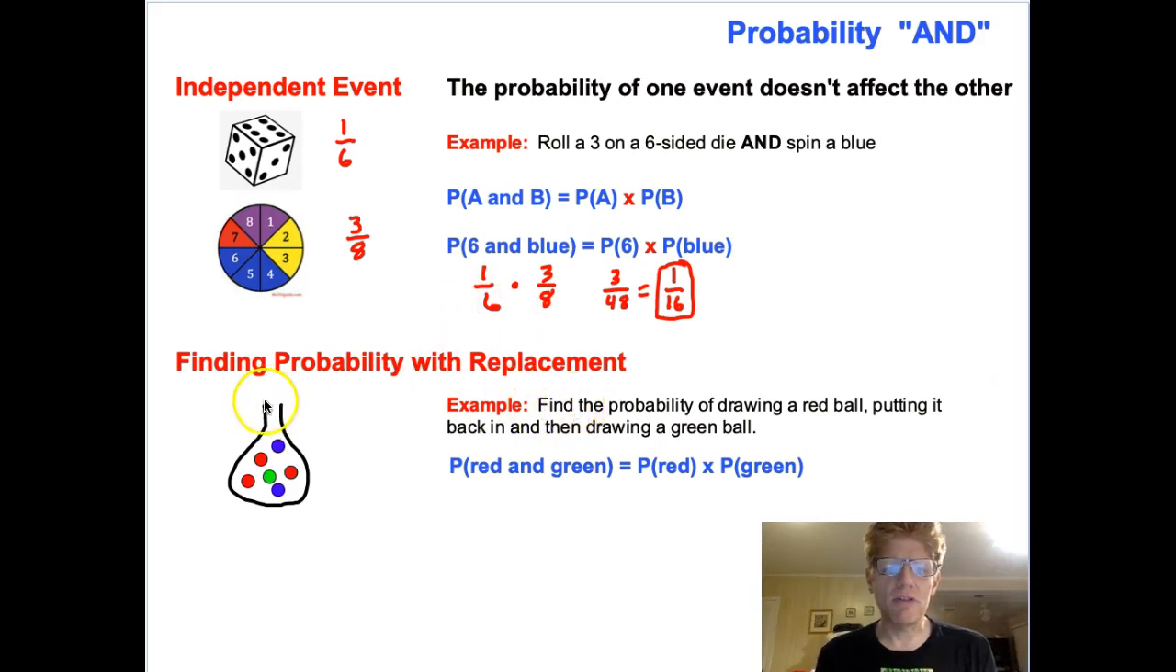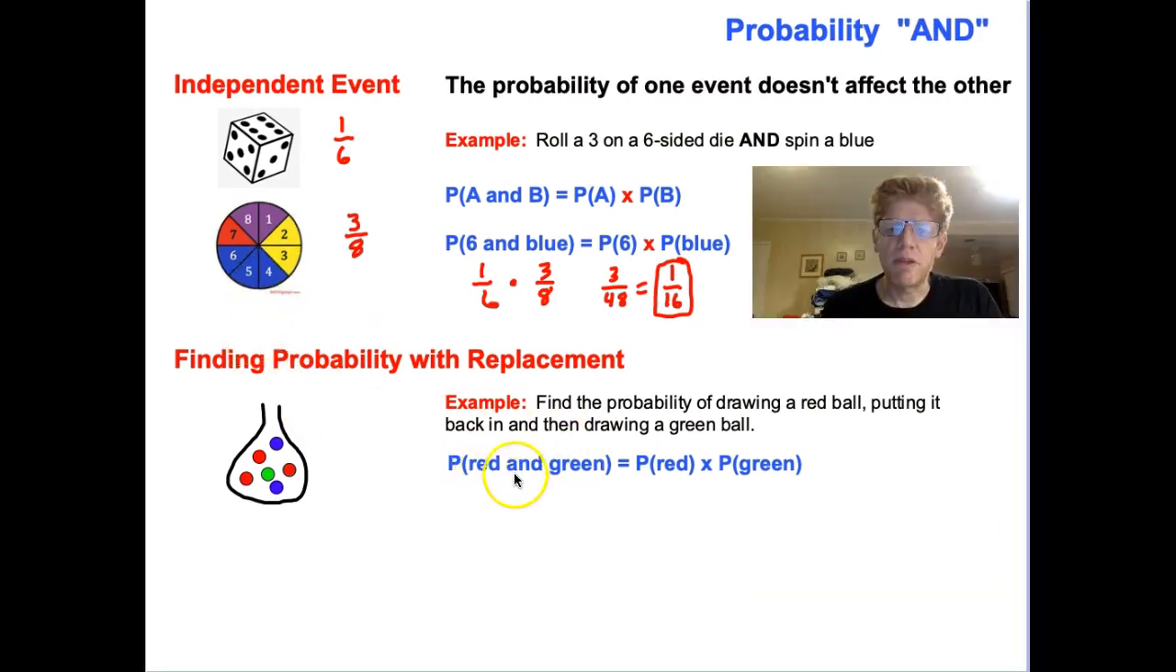And here's what I mean by that. Let's say I gave you this particular situation. We have a little bag here with some marbles in it. Find the probability of drawing a red marble, then putting it back in, and then drawing a green marble. So we take one of the marbles out, we find out that it's red, right? We got a red marble, and then we put that marble back in, so our number doesn't change. Let's see how we can find that probability.